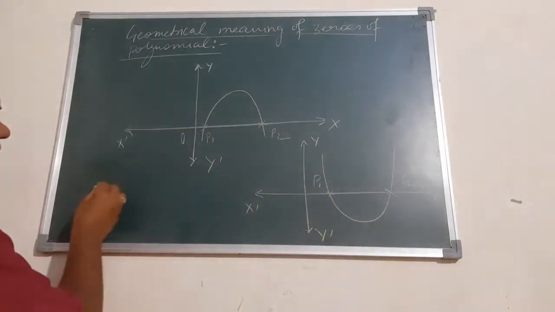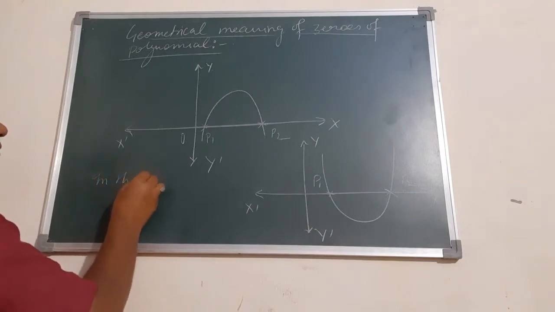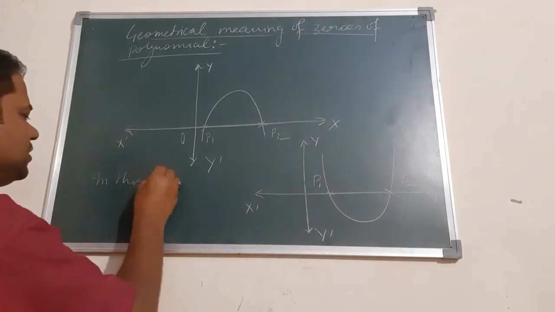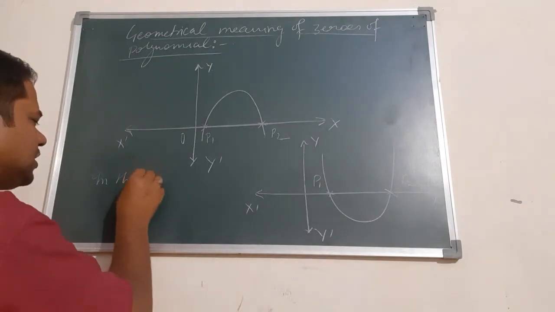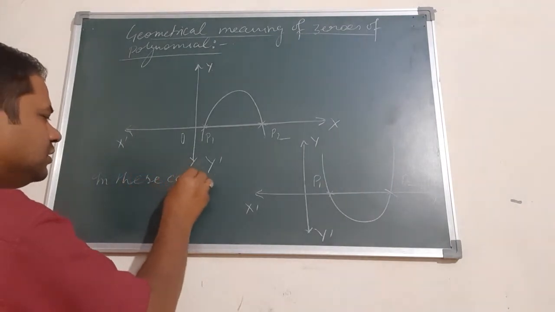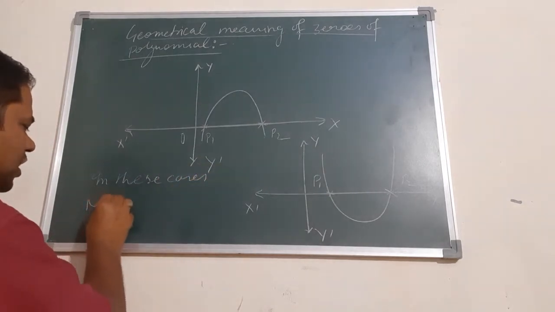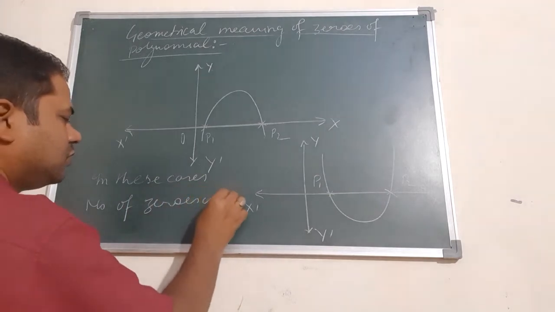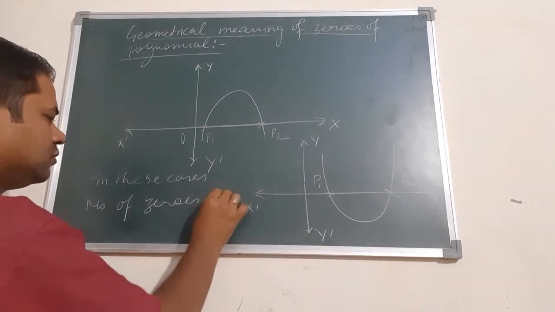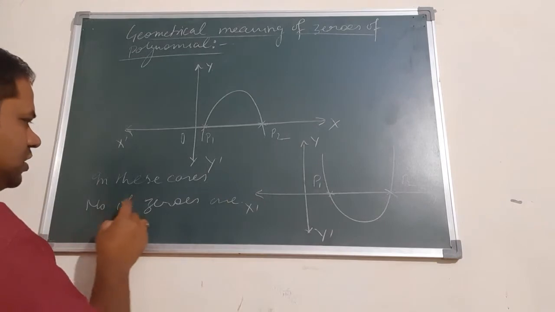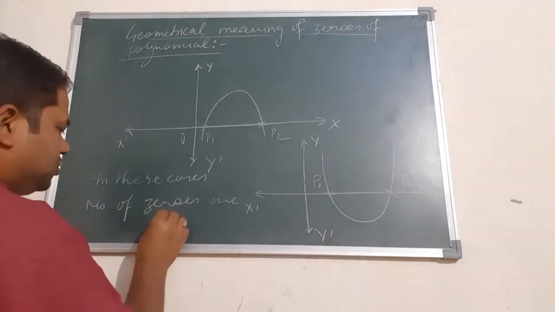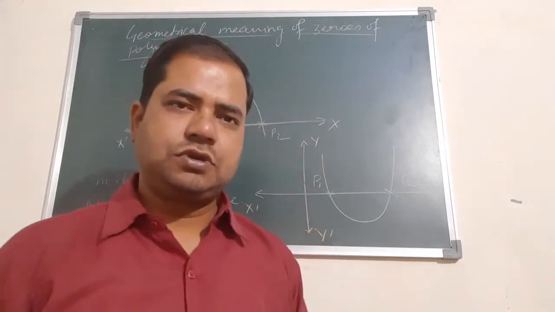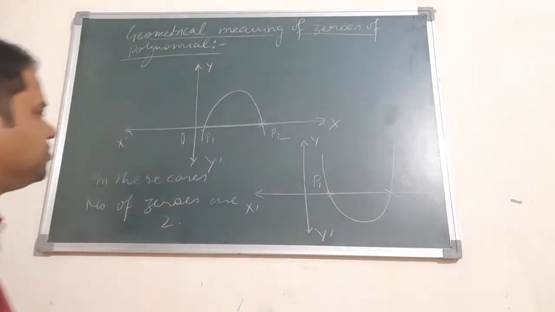And that means in both these cases, not only a single one, the number of zeros is 2. In both the cases there are 2 zeros. Okay. Now the next situation.